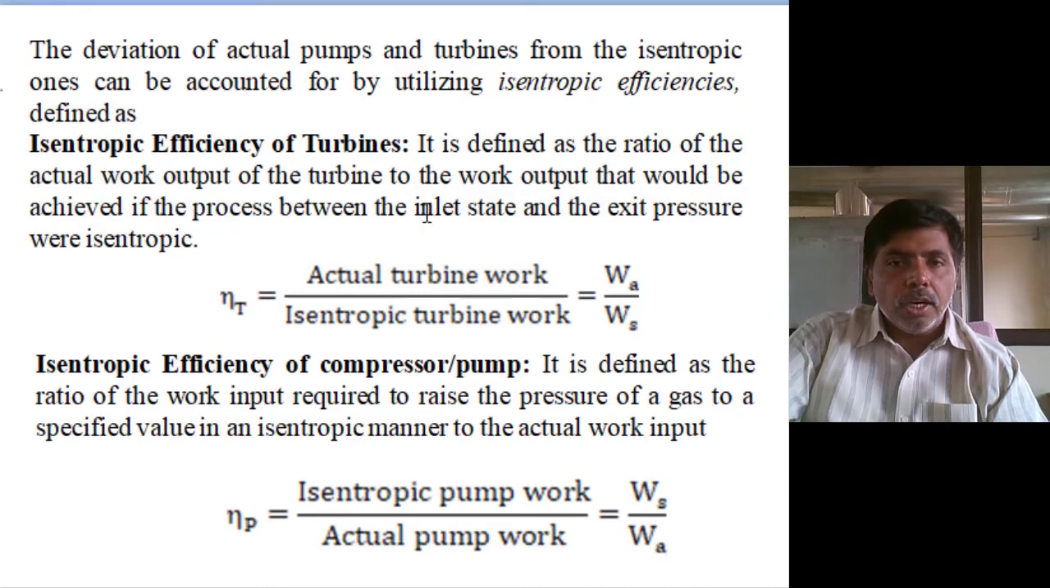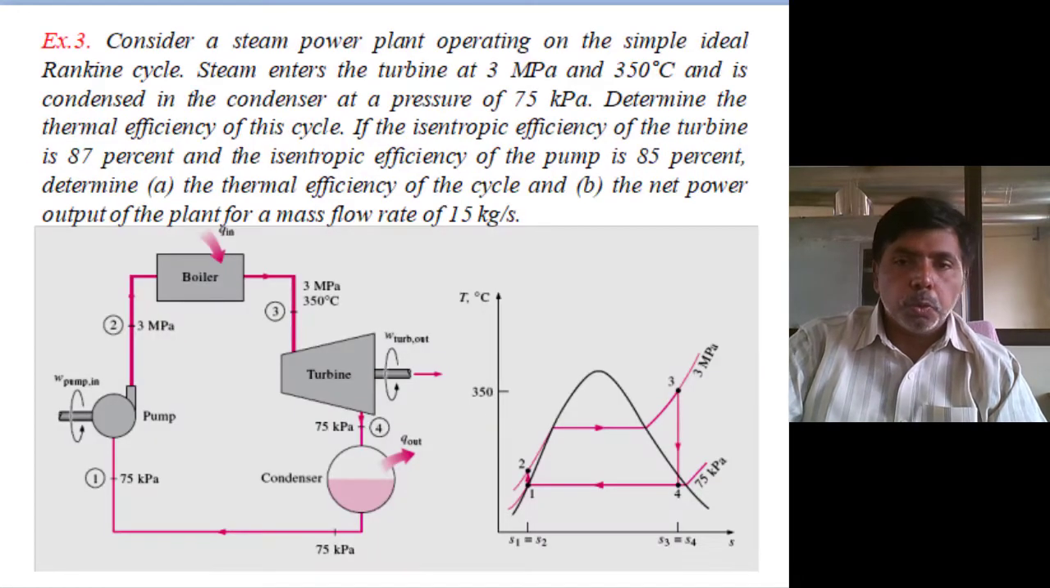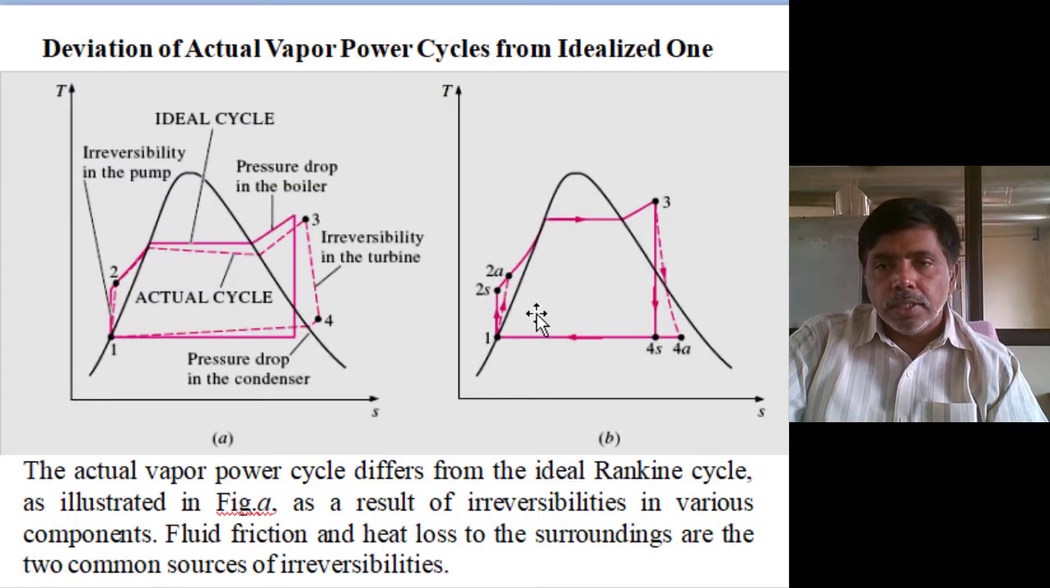Isentropic efficiency of turbines we are considering. What does the isentropic efficiency of the turbine mean? It is the actual turbine work output divided by the isentropic turbine work output. This is the actual turbine work output.